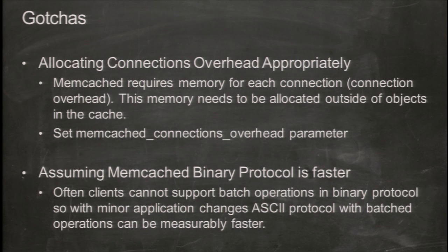Another assumption that people often make, and Memcached has a binary as well as an ASCII protocol, is that binary is faster, and that's often not the case, and a lot of that's related to the batch operations that we just talked about and the overhead of having to do everything sequentially. So it's really just important to understand your use case and to test it and profile your application to see what will perform best for you.